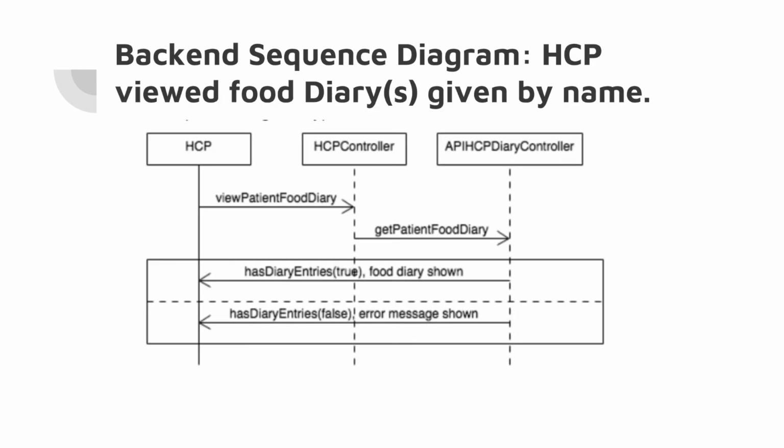Later, a healthcare provider wants to view the patient's food diary entries. They type in a patient name and click submit. The front end sends a GET HTTP request with the patient's username included as a path variable. The API food diary controller returns a list of diary entries for the given username as JSON data. This is logged as a 1903, diary entries viewed by HCP.